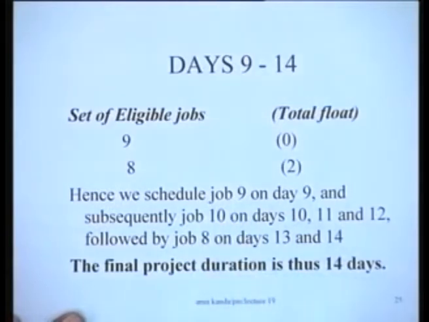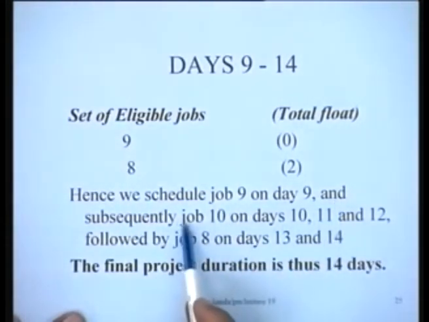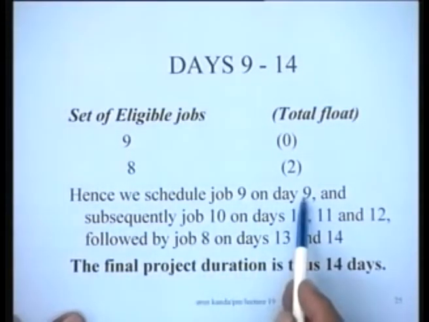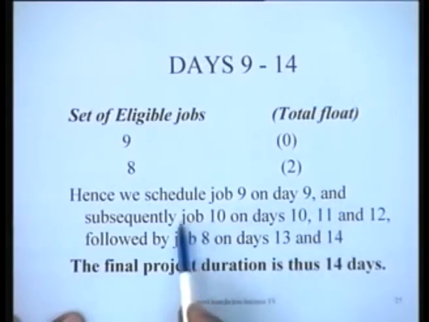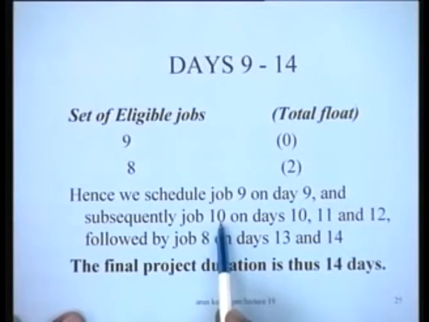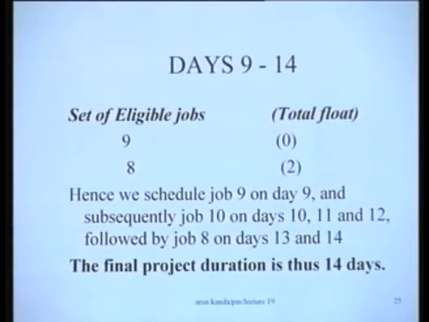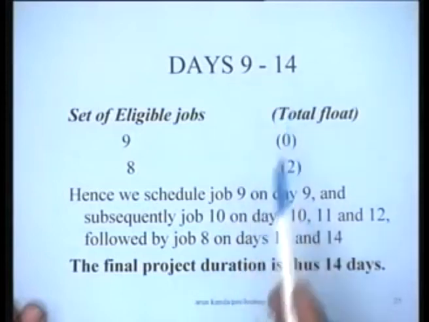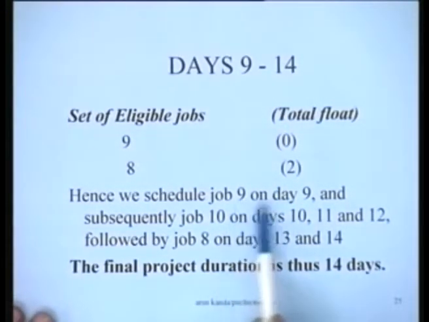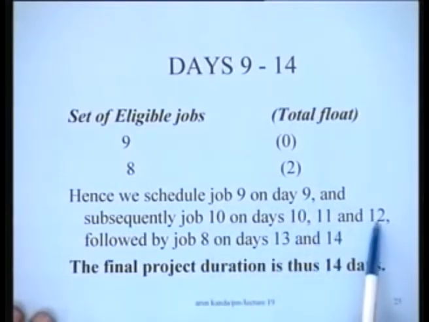So hence we schedule job number 9 on day 9, and subsequently what's going to happen is 9 only takes 1 day, right? 9 is a job which has only a duration of 1 day, and subsequently job number 10 on days 10, 11 and 12, which takes 3 days, followed by job 8 on days 13 and 14, because all these jobs 8, 9 and 10, their resource requirements are such that only one job can be scheduled on a particular day. You cannot have combinations of these jobs being scheduled by virtue of the limited resource availability that you have for these particular jobs. So these are the decisions, and as a consequence we schedule 9 on day 9 and 10 on days 10, 11 and 12.